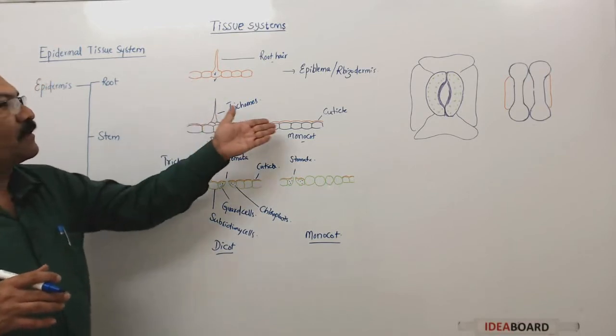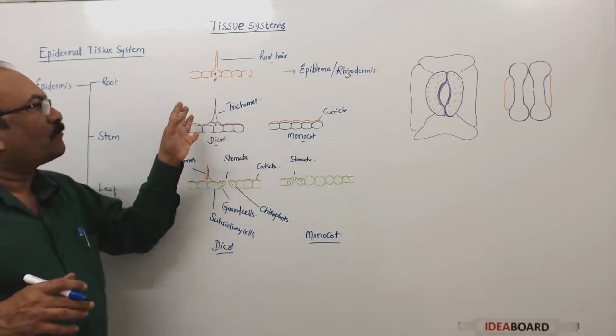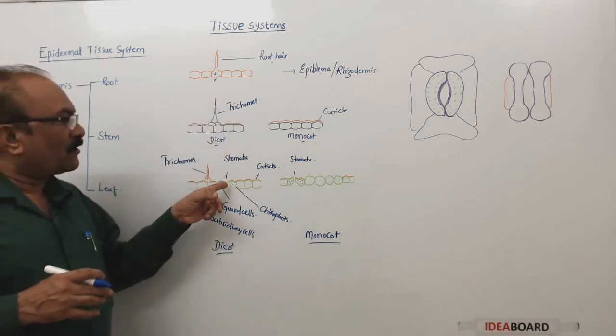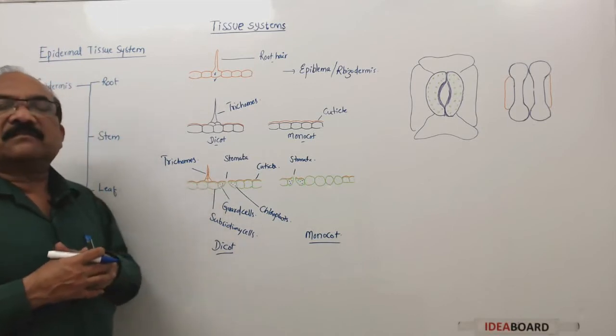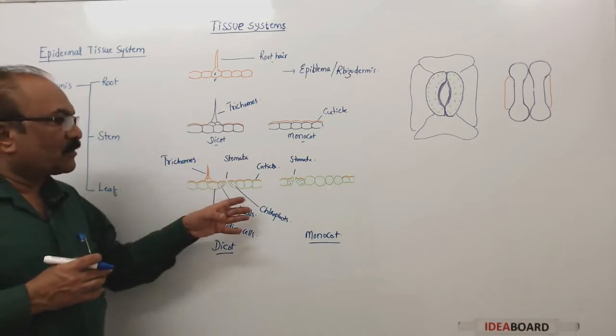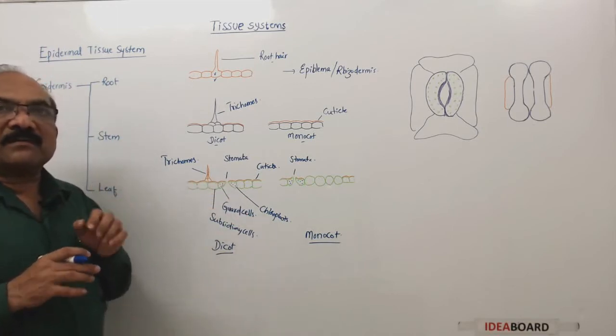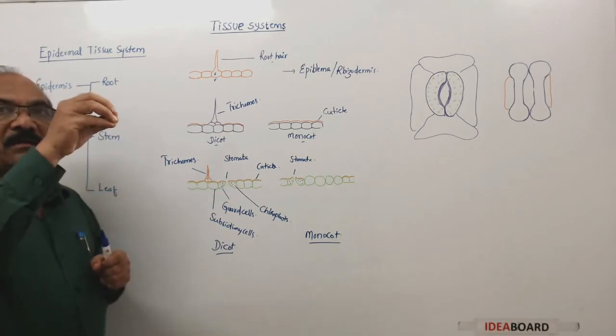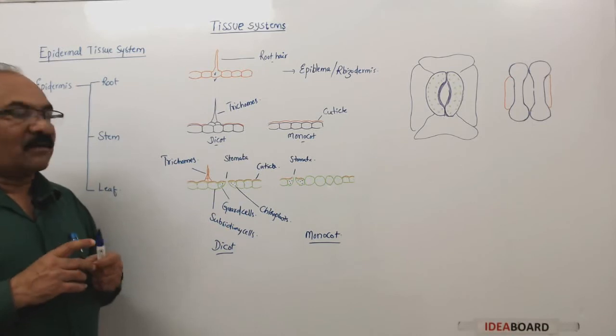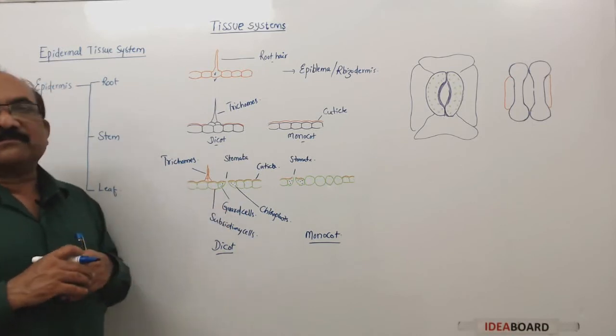You can see here, nowhere I put the dots, but only in the guard cells of the epidermis I put dots. So the dots represent what? Chloroplasts. They are present only in the guard cells, not in the epidermal cells. If anyone asks you like that, the answer should be what? Guard cells.